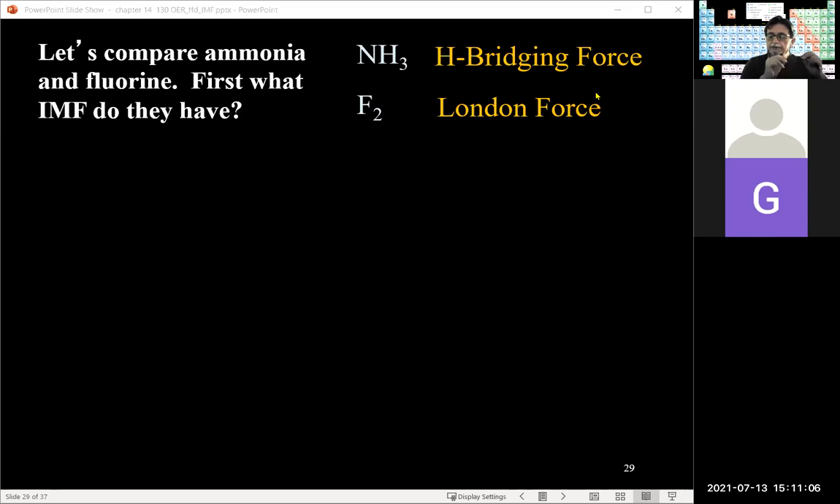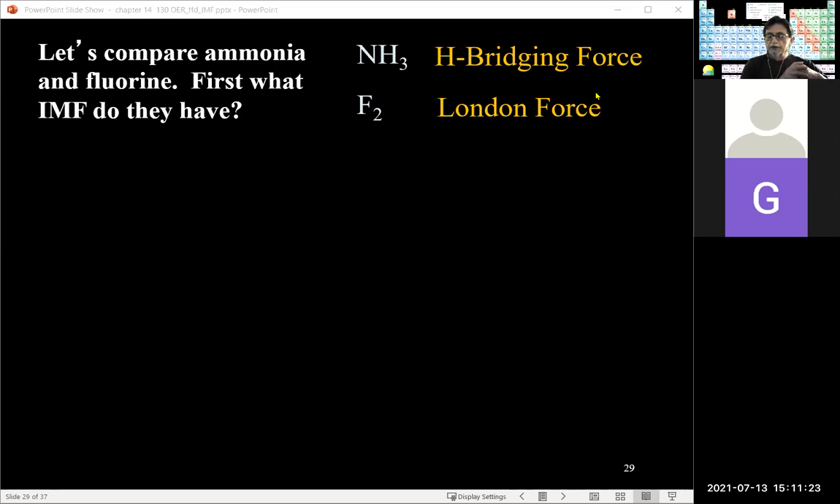Once we assign the IMF, now we look at it and say which one is stronger. Obviously, hydrogen bridging forces are stronger than London forces. So fluorine would have the weaker force, okay?